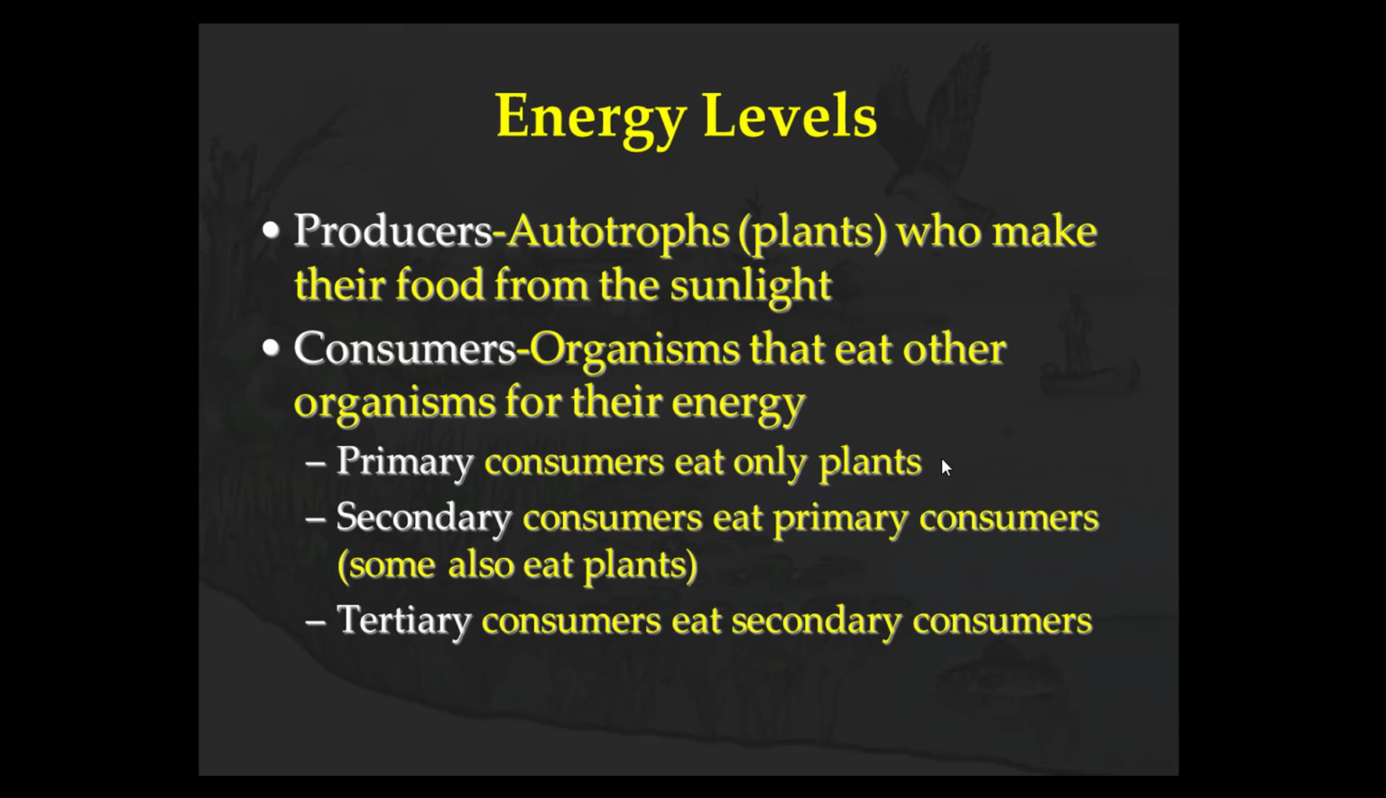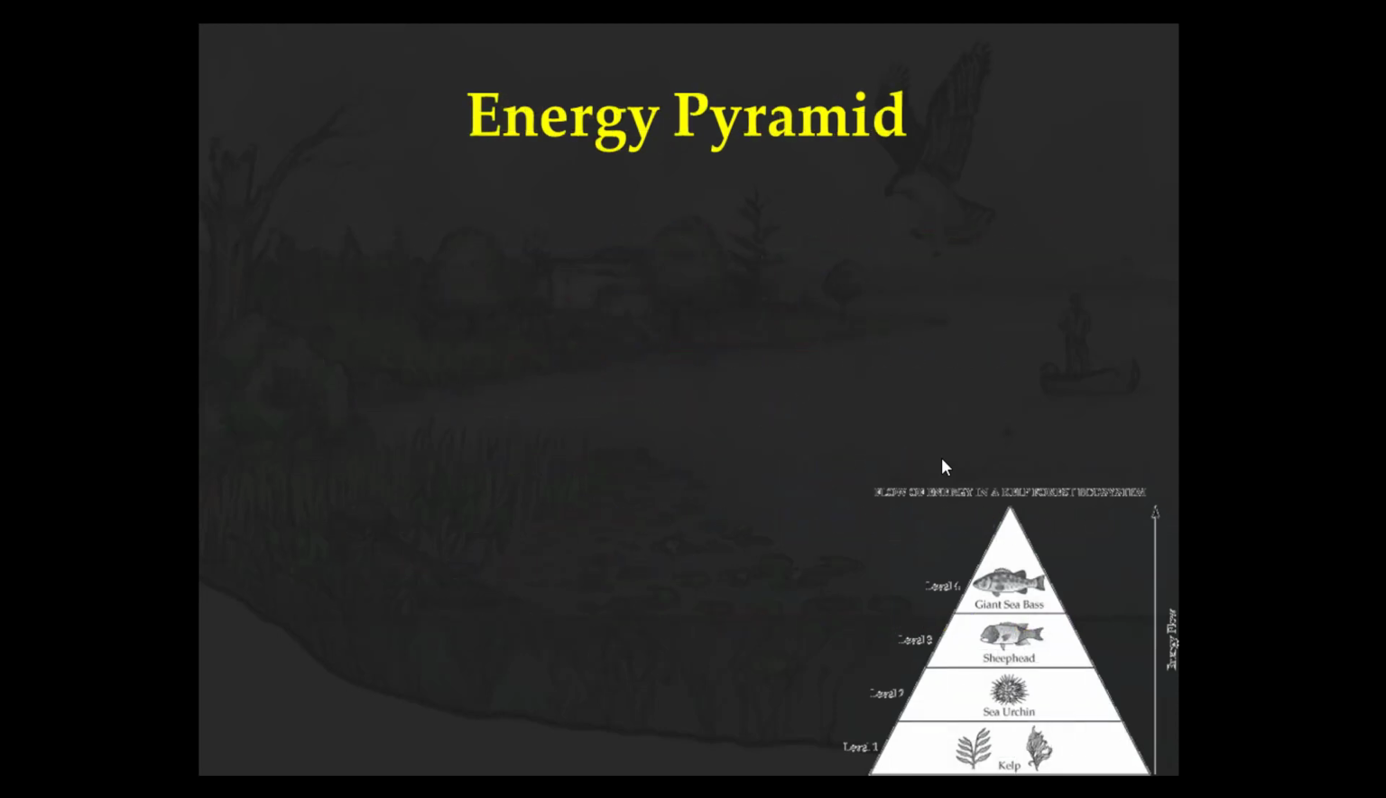Secondary consumers eat primary consumers. Some animals eat only flesh. Some secondary consumers also eat plants, but not most of them. And tertiary consumers eat secondary consumers. We can say that they can eat both animals and plants. Man is one of the tertiary consumers.